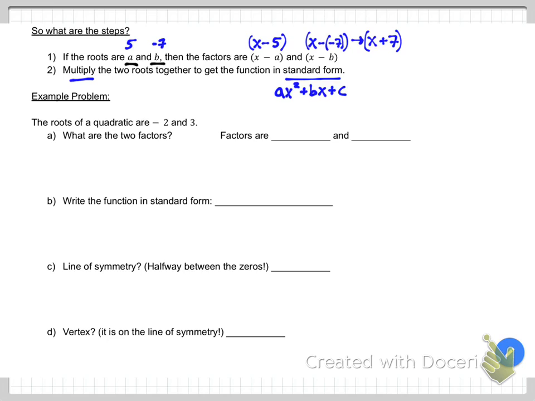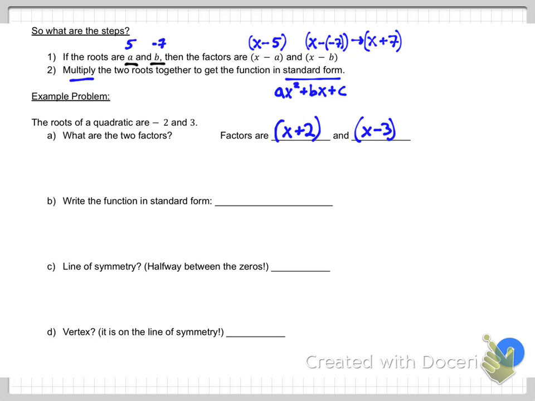So, let's do an example problem. The roots of a quadratic are negative 2 and 3. What are the two factors? Well, the opposite of negative 2 is going to be x plus 2, and the opposite of 3 is x minus 3. And I have to be careful about using the word opposite, because really, that factor goes with that root. They're not really opposites at all. They're really the same thing.